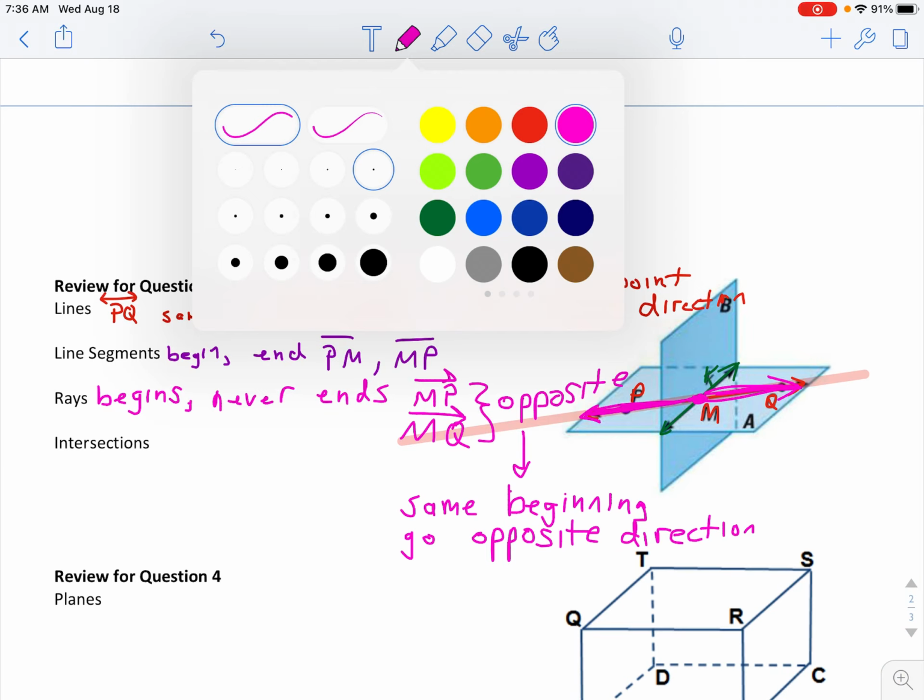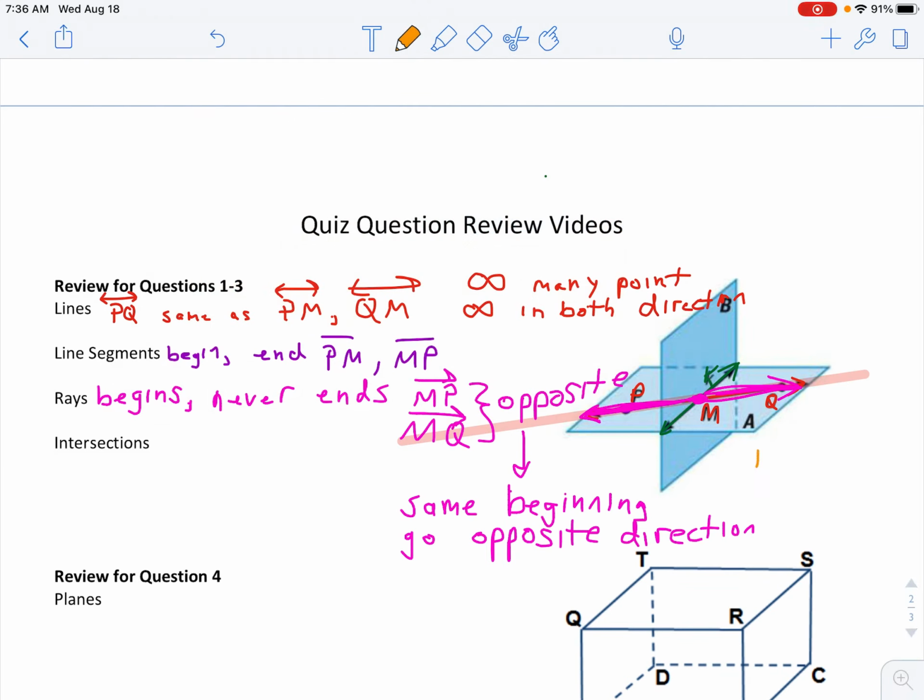All right, a counter example of this, so here's a little side note over here, not opposite rays, that would be MP and PQ. All right, not opposite, they don't have the same start point. All right, one starts at M, one starts at Q. Yes, they go different directions, they go opposite directions, quote unquote, but they're not opposite rays.